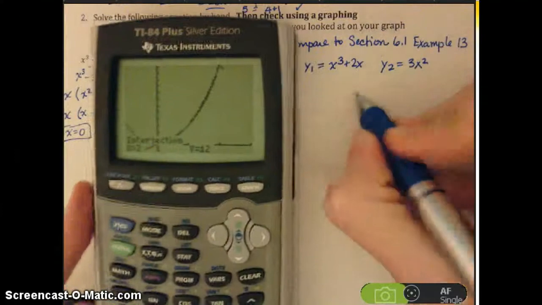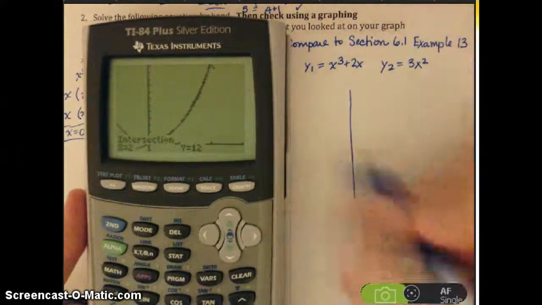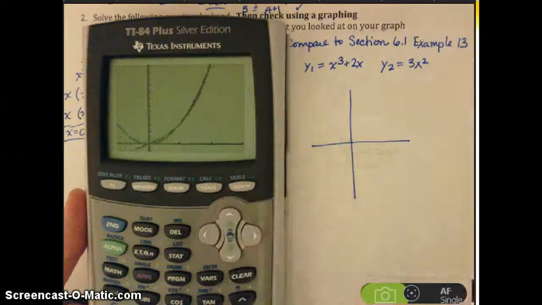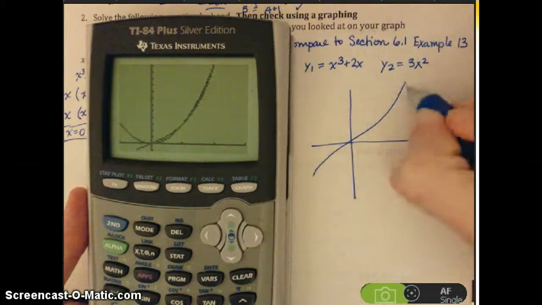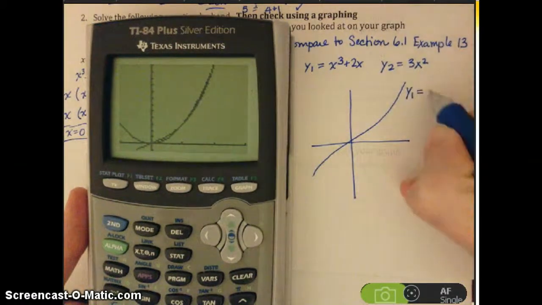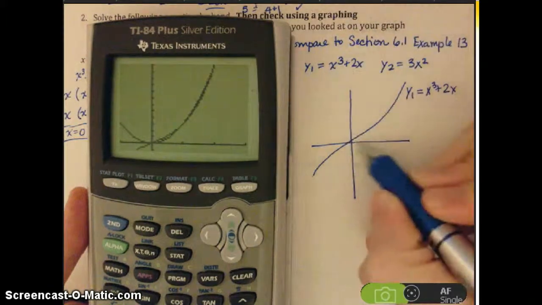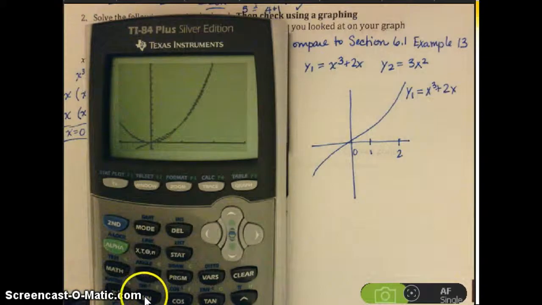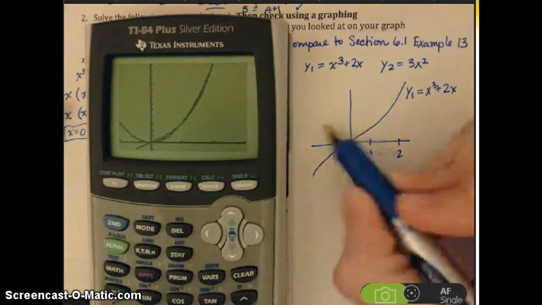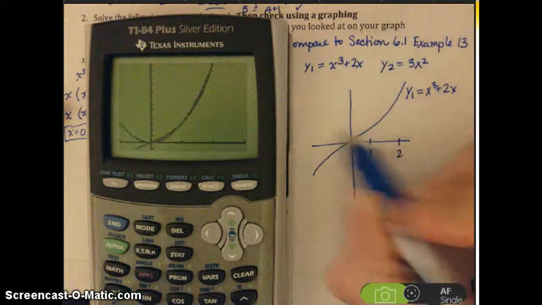Okay, so here comes my graph. And my graph of y2, which is a u-shaped curve or parabola.